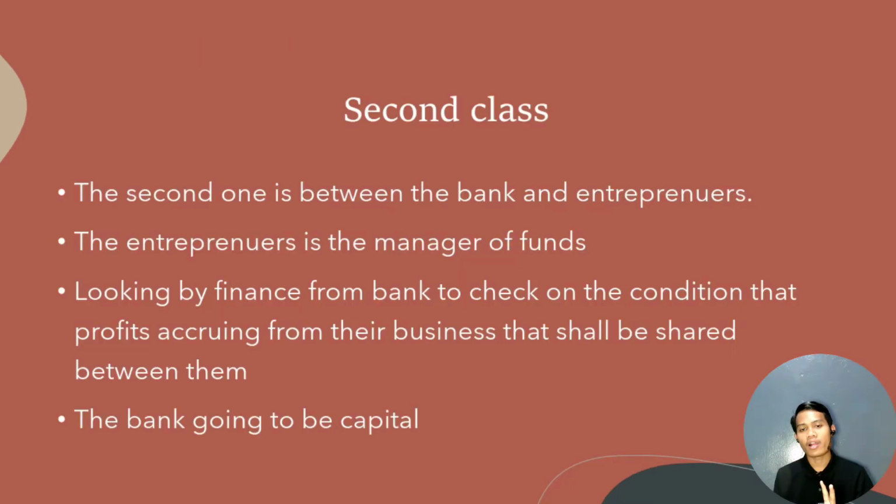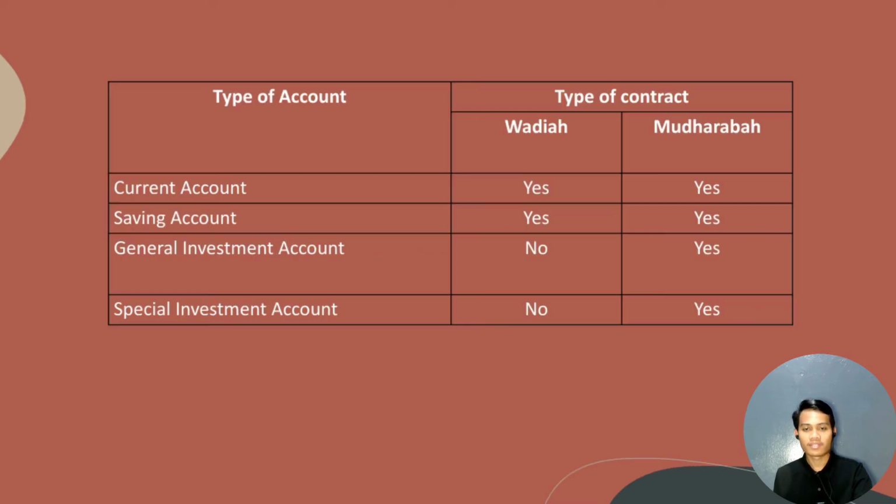For the second tier contract of mudarabah, between the bank and the entrepreneurs. Entrepreneurs seek finance from the bank on the condition that profits accruing from their business shall be shared between them and the bank in a mutually agreed proportion. But the loss shall be borne only by the financier. Bank functions as the provider of capital. Meanwhile, the entrepreneur is the manager of funds. Besides, all the types of accounts are being considered as contracts of mudarabah, and al-wadi'ah only consists of current and saving account only.